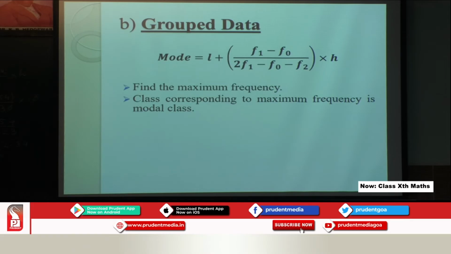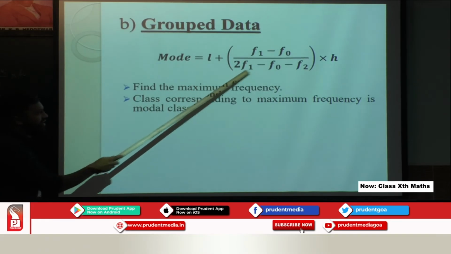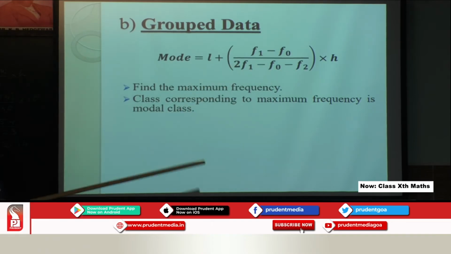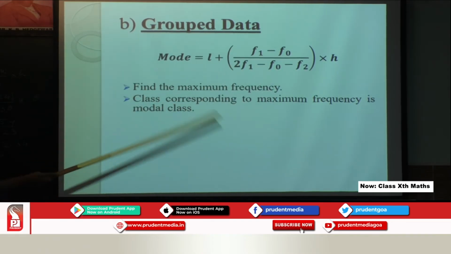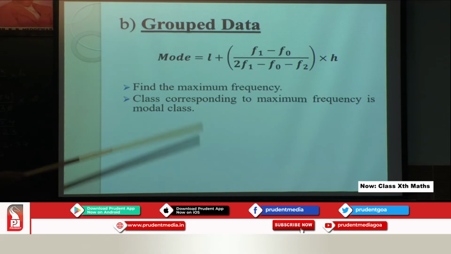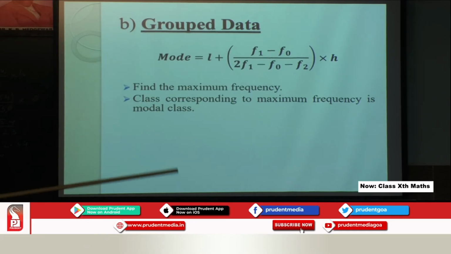Once you select the modal class, now let us come to all these terms. What are these terms now? First, L. Once you select a modal class, you know class means it has 2 limits, upper limit and lower limit. So L you will get from that class only. So L is the lower limit. Next is H. H you will get from where?